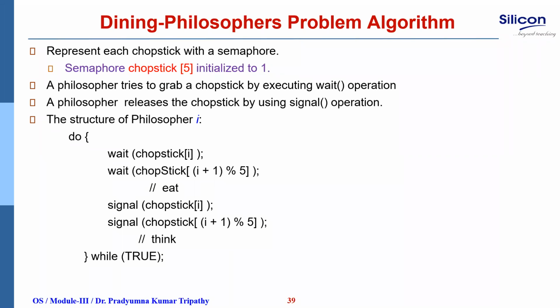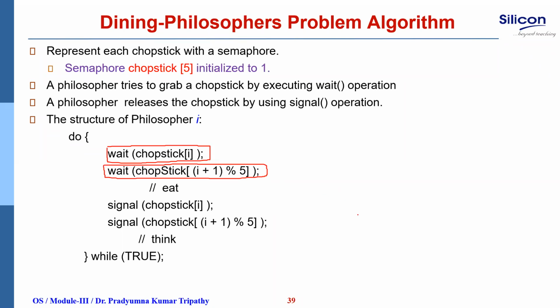Correct? So if we have this solution for solving the dining philosopher problem, think of a situation. We are not putting a lock on both the chopsticks at a time, because I have told earlier that the philosopher will acquire one chopstick first, and after acquiring the first one, then it will go for acquiring the right chopstick. This is for the left chopstick and this is for the right chopstick. So these are two different statements.